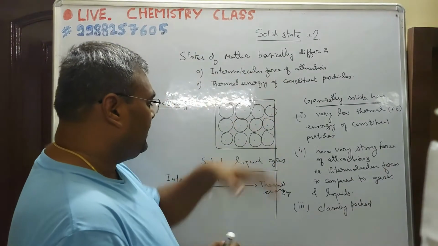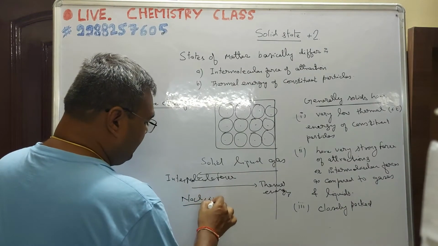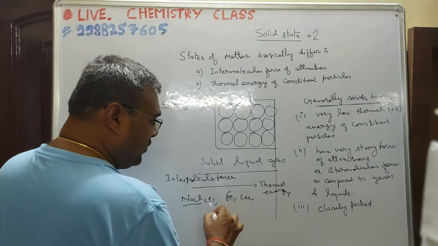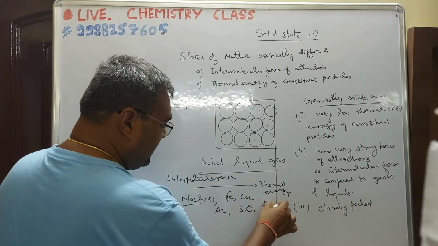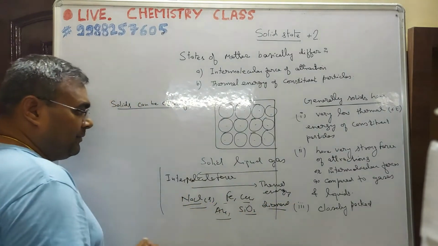So basically solids are these. For example, NaCl crystal, iron, copper, gold, silica, diamond. These are some examples which generally exist in form of solids at room temperature.